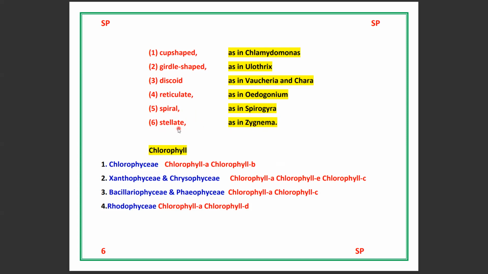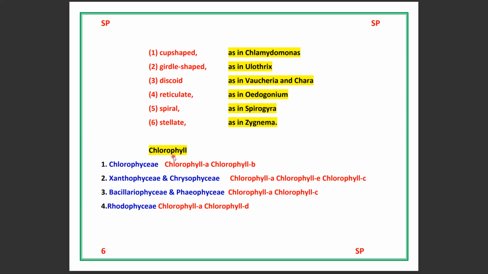So in Zygnema, which type of chloroplast? Stellate. In Chlamydomonas, cup-shaped chloroplast. Ulothrix, girdle-shaped or C-shaped chloroplast. Vaucheria and Chara, discoid type of chloroplast. In Oedogonium, reticulate type of chloroplast. In Spirogyra, spiral-shaped type of chloroplast. In Zygnema, stellate or star-like chloroplast is seen.